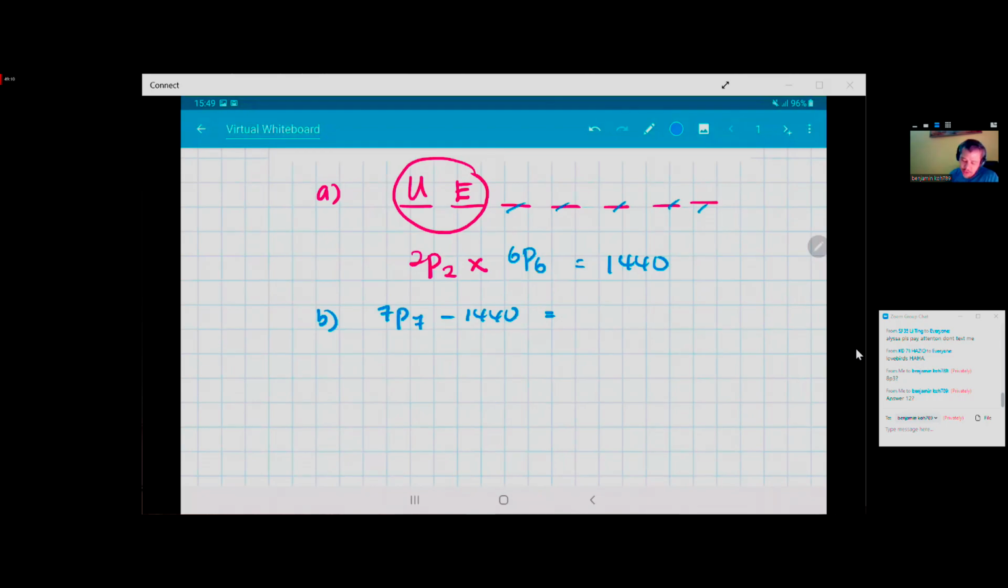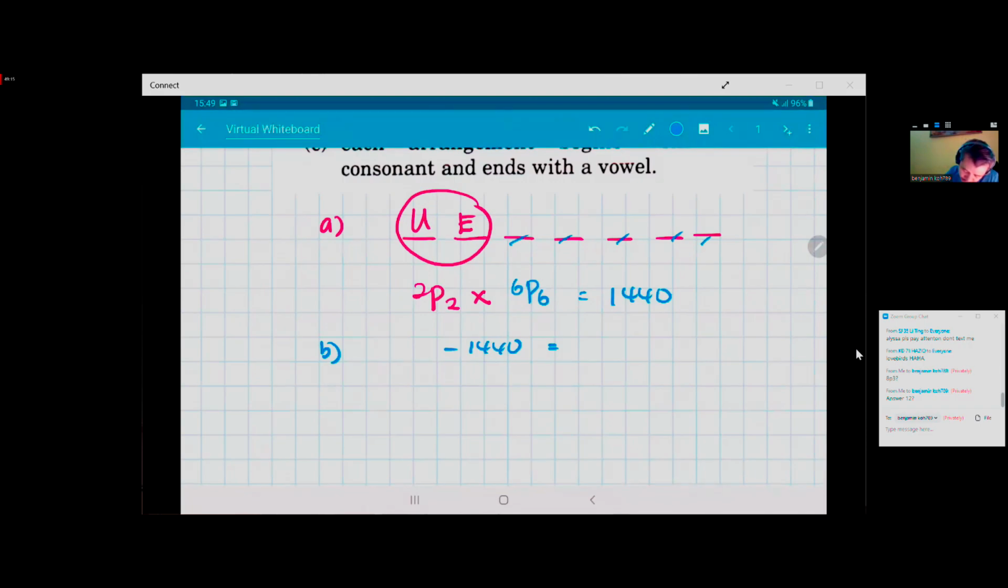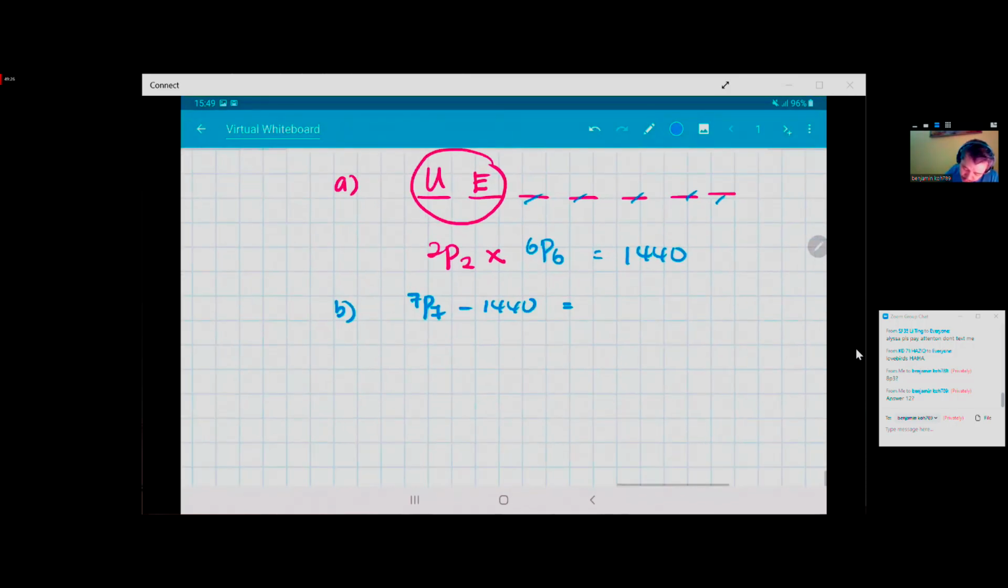Sorry, not 7P7. Sorry. Are we arranging all? Yes, all. So that means 7P7. Yes, 7P7. Okay, because you're arranging all. So 7P7 minus 1440. Correct. And then you will get 3,600. Okay, right. 3,600.